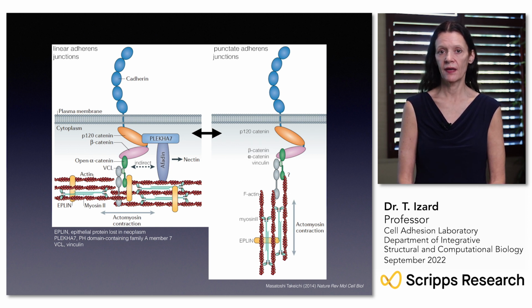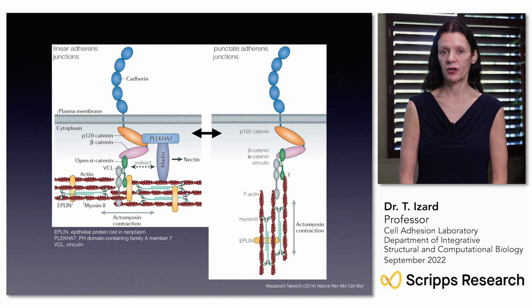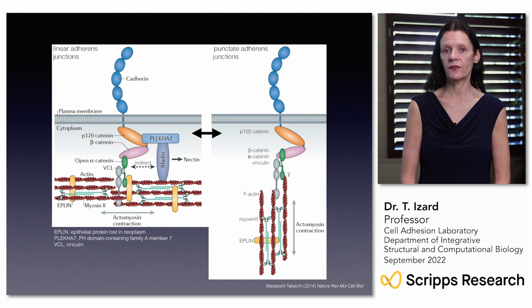So again, actin filaments run parallel to the cell borders to form linear adherens junctions, which are also known as the zonula adherens. As I mentioned, in punctate adherens junctions, actin filaments are perpendicular and terminate at the junction. So these actin filaments pull cadherin from both sides of the junction. So you have these actomyosin cables that generate the tension of cell junctions.